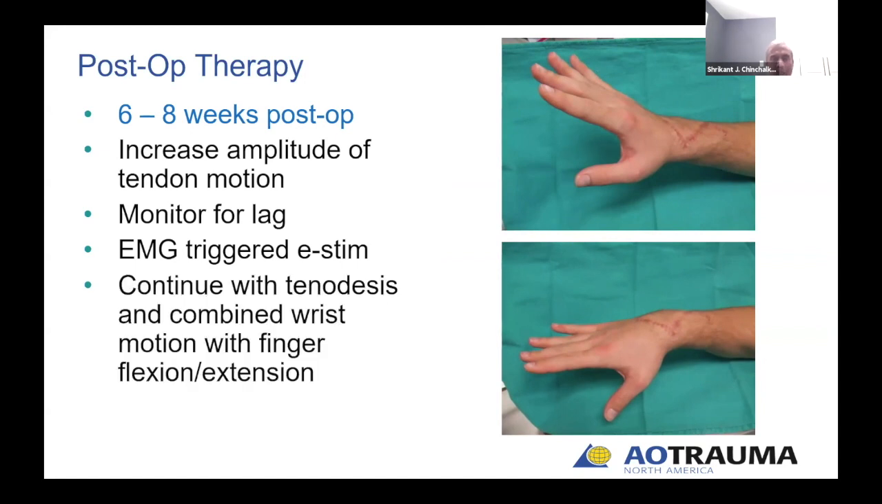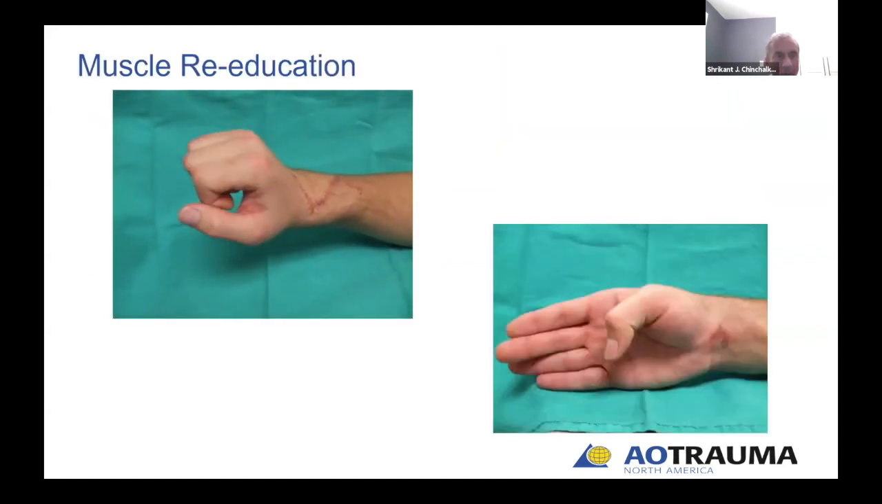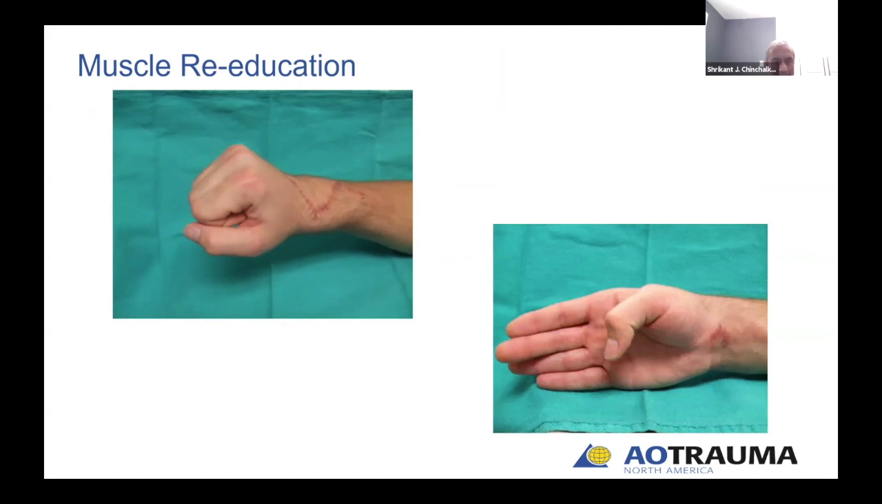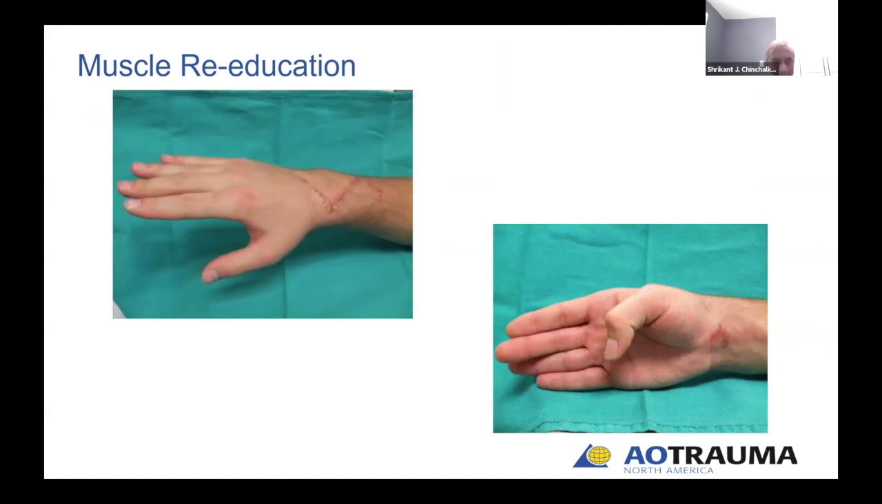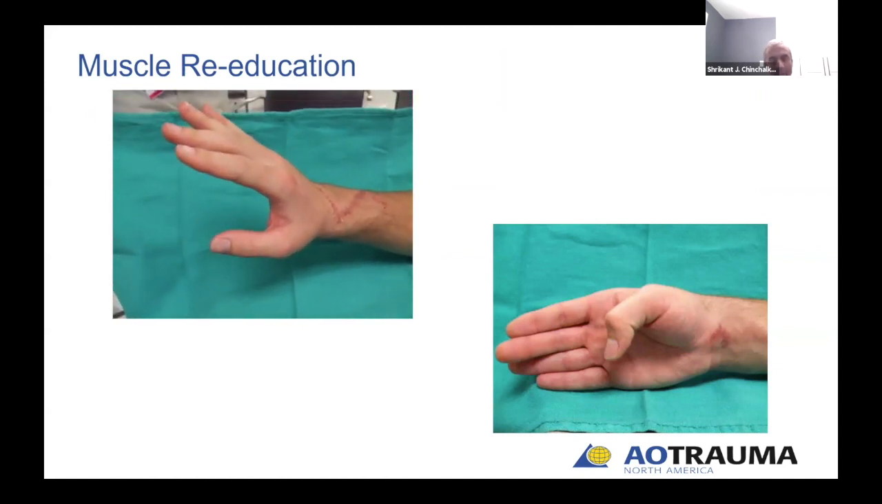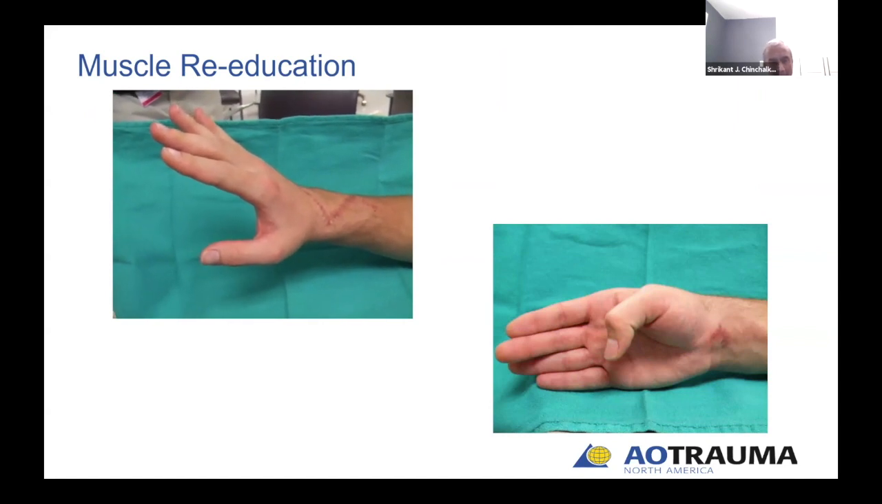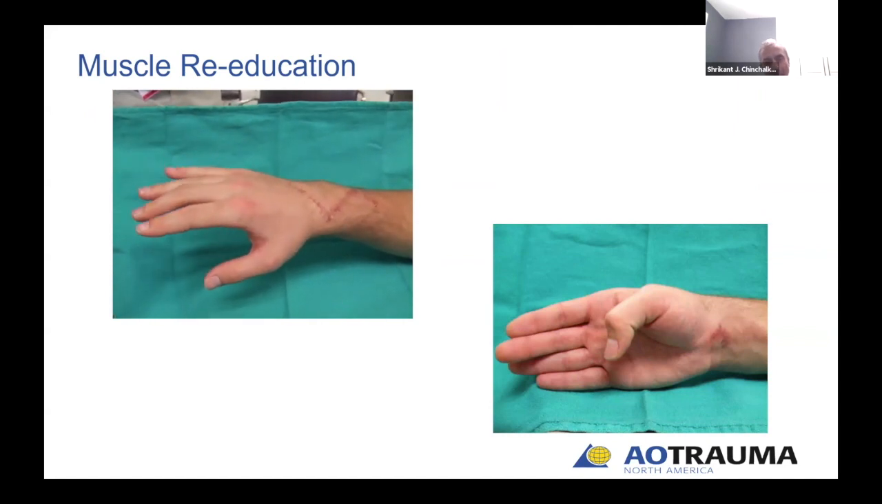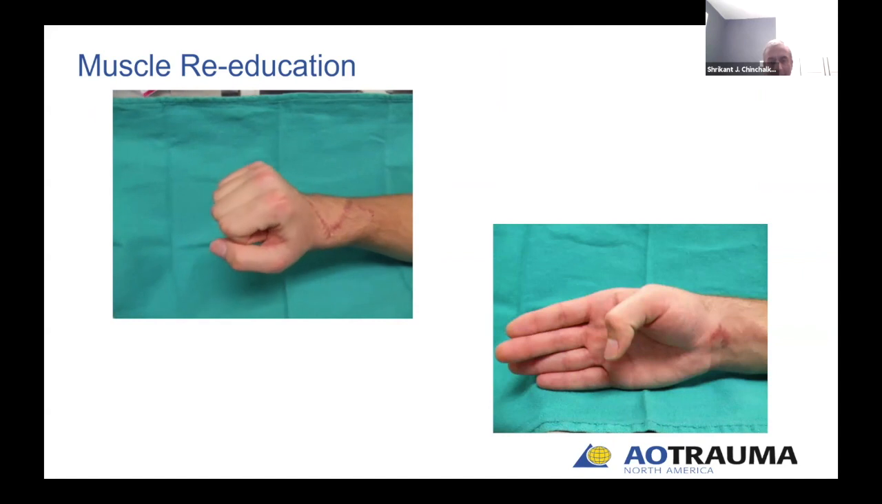We continue with tenodesis and combined wrist motion with finger flexion and extension. And ultrasound can be used, especially if we identify some tendon adhesion. So muscle re-education is very important, as you see that this particular individual is showing remarkable results. We have had remarkable results by using EMG biofeedback, dynamic and dynamic assistance.